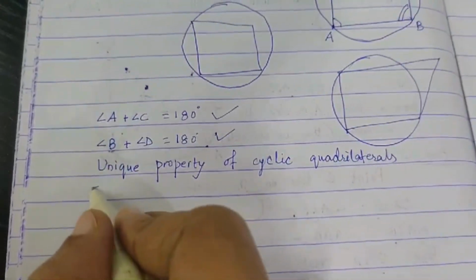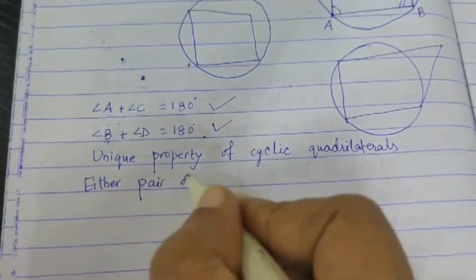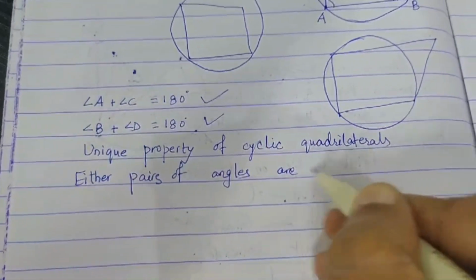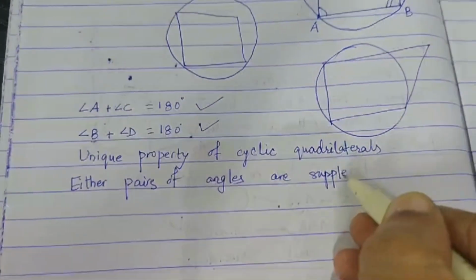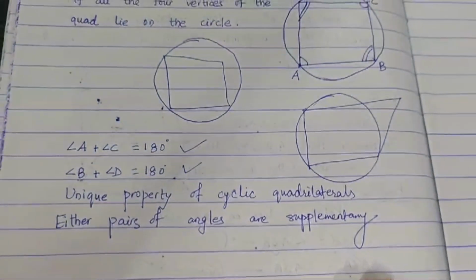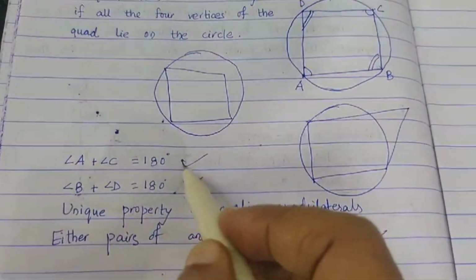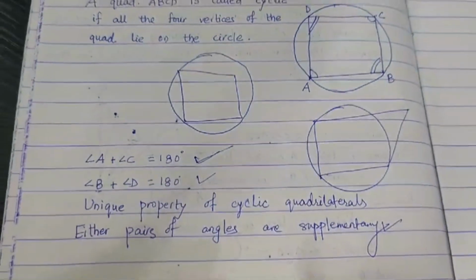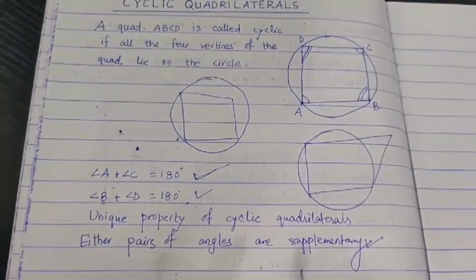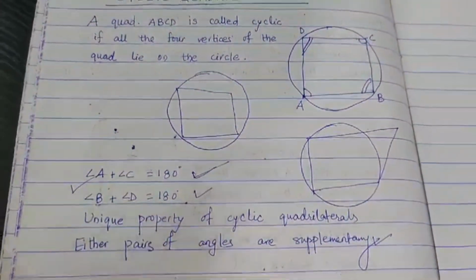You can also say either pair of angles are supplementary. Now there is a theorem based on this. Basically this is the theorem that the opposite angles make 180 degrees, or are supplementary. We are going to study that theorem and its proof also. And there is one more theorem, that is the converse of that theorem. So first of all, let's study this theorem and its proof.